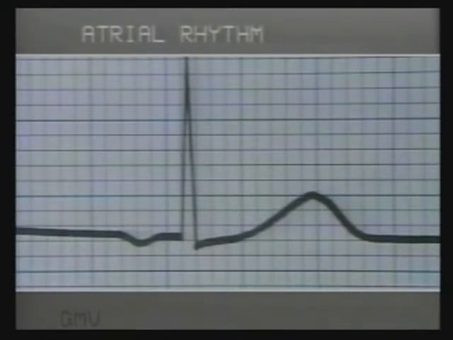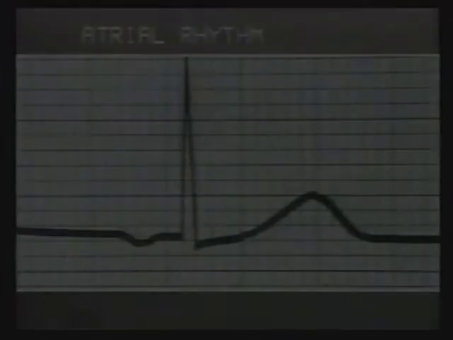A rhythm arising from the AV node will also give a similar appearance with inverted P waves, but the PR interval in nodal rhythm is very short. In this ECG, the PR interval is more than 3 small squares, so this is an atrial rhythm.